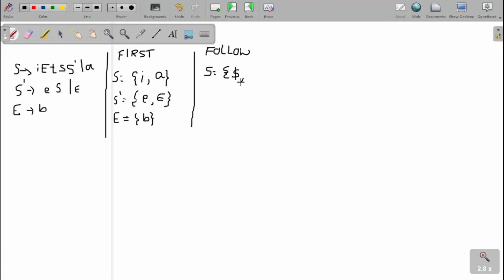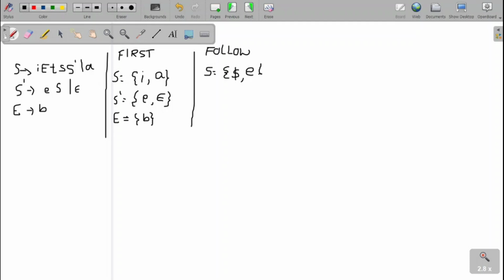Then next, search S on the right side. Where is S? Here. What is next to S? S dash. What is the first of S dash? It is E. If I substitute the epsilon, this cancels. Again, the follow of S. Follow of S is the same thing. That is, I will get the dollar and the E.